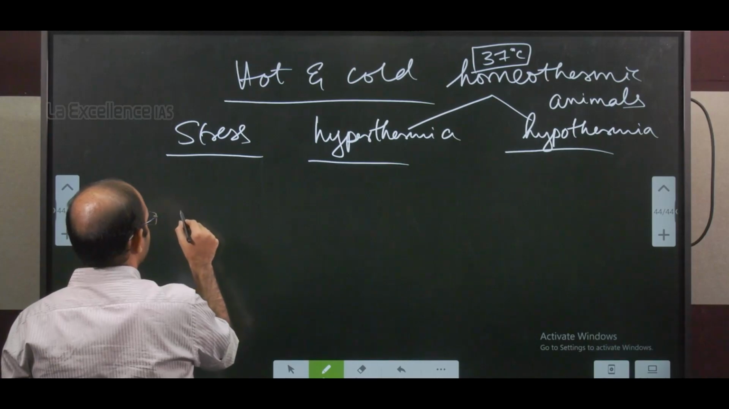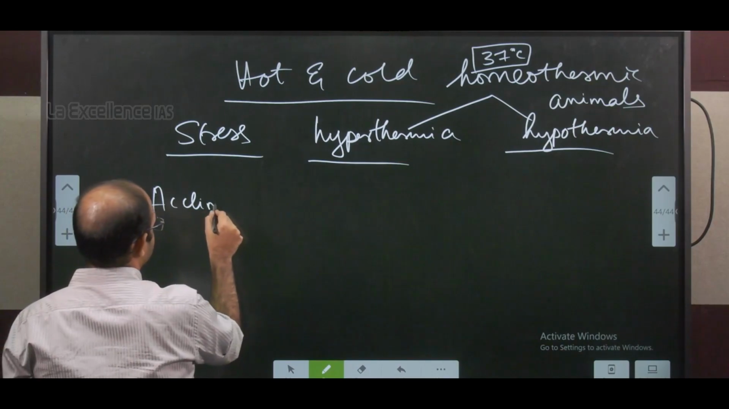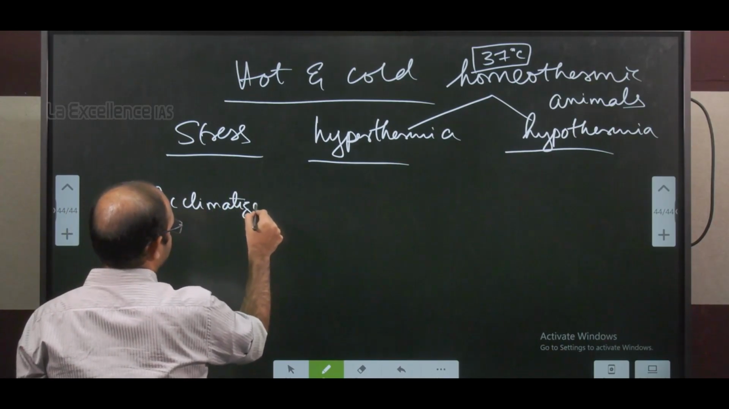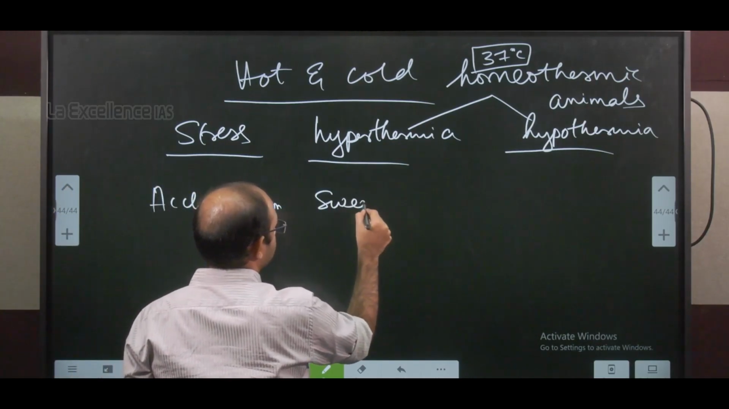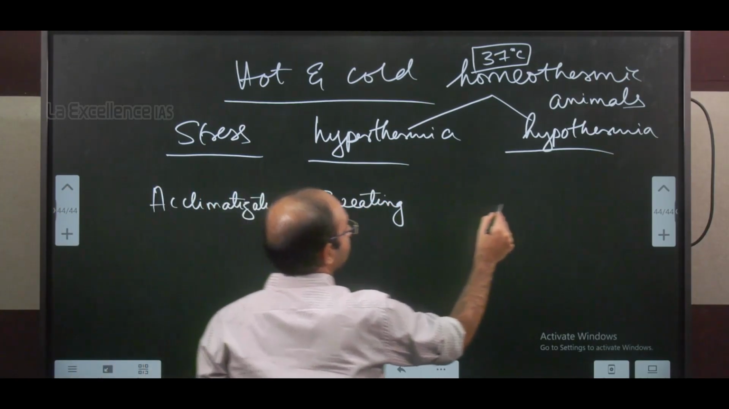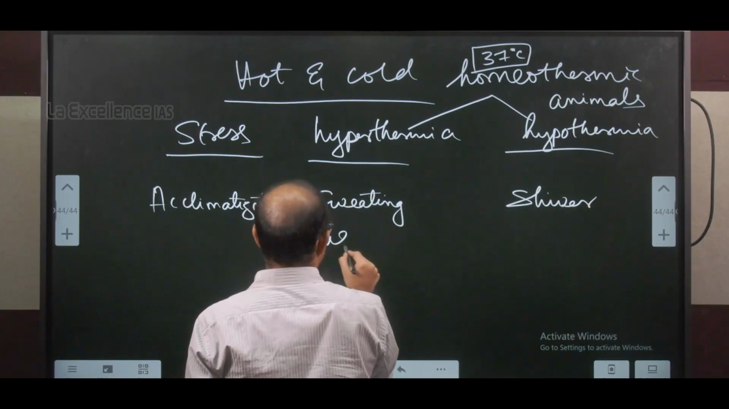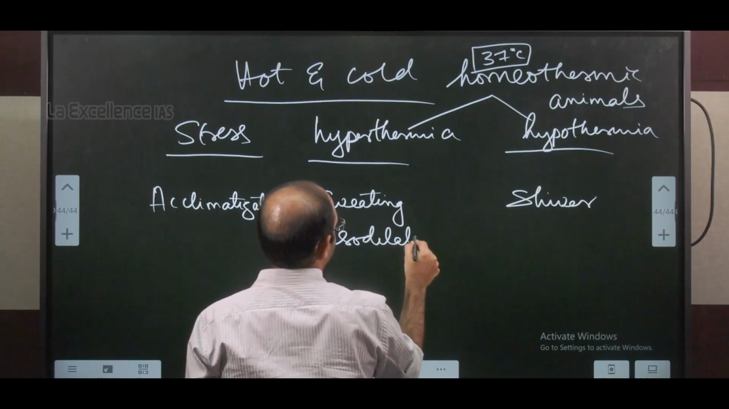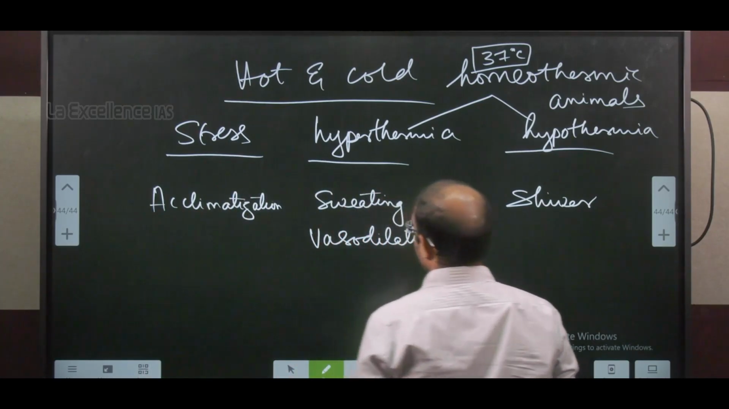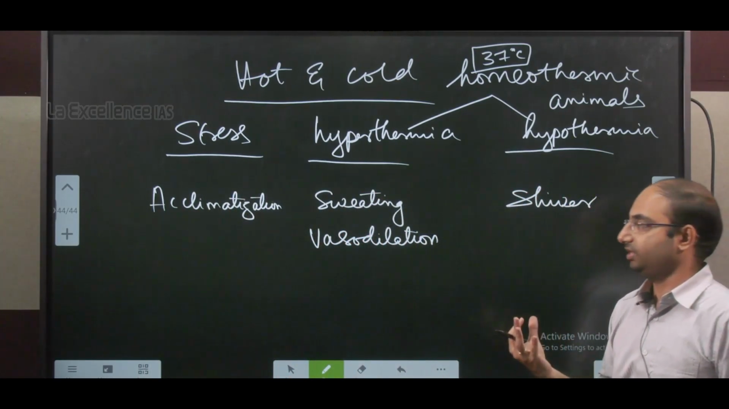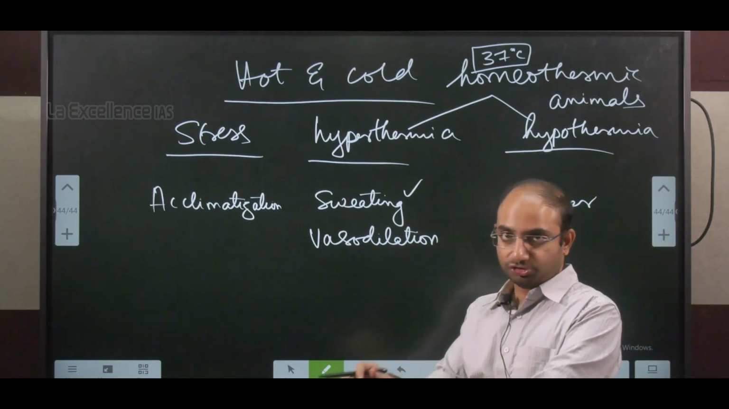And after stress, we discuss different responses. What are the responses in terms of physiology or acclimatization? In case of heat stress, it is sweating. Here in cold stress, it means shivering. Here we experience vasodilation. That is, in heat stress, the body is trying to lose more heat. So to lose more heat, you will sweat. Blood vessels also dilate, more blood flows to the outside of the body.